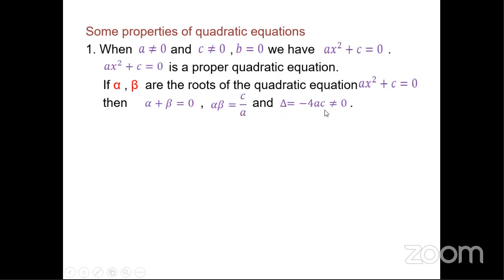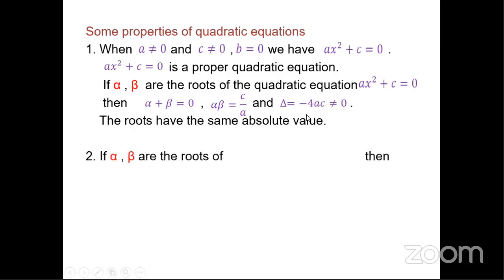B square minus 4ac. Since b is 0, you will not have that term. You will be left with delta is equal to minus 4ac. This 4ac value, definitely it will not be equal to 0. Can you tell me why? Why it will not be equal to 0? Because a and c are not equal to 0.